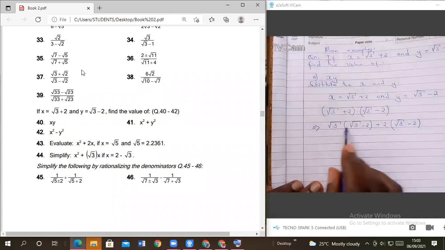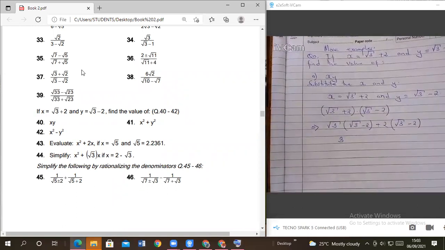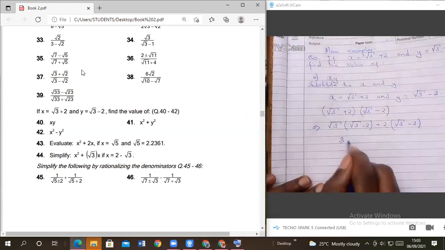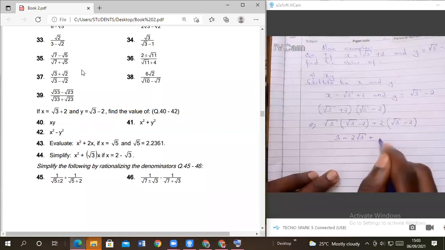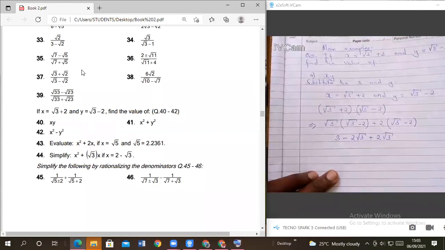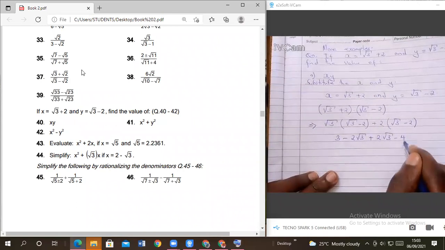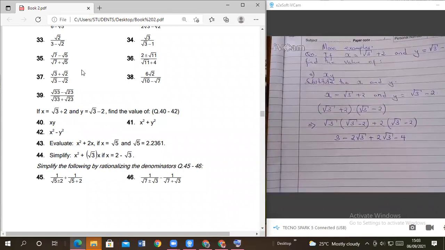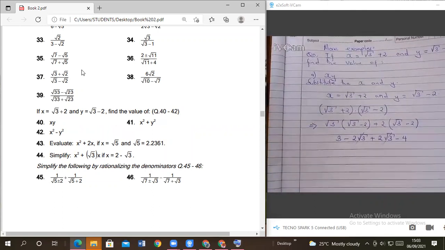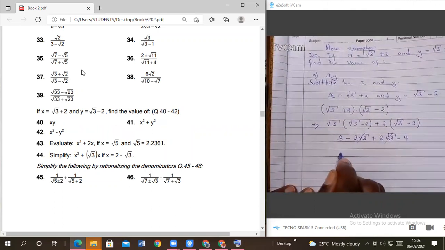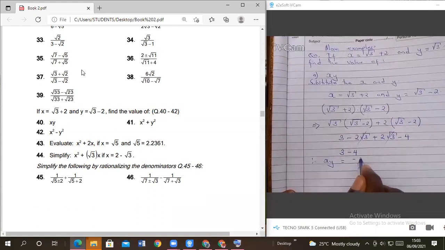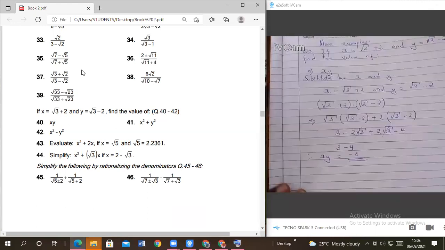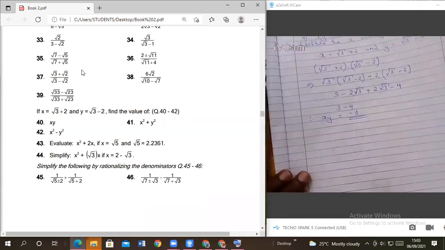So root of 3 times root of 3, we get 3. Minus 2 root of 3, plus 2 root of 3, then minus 4. This and this cancel out, not so? So we remain with 3 minus 4. Therefore, our xy is equal to what? Negative 1. How simple is that.